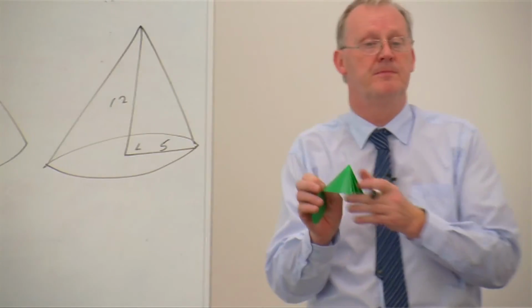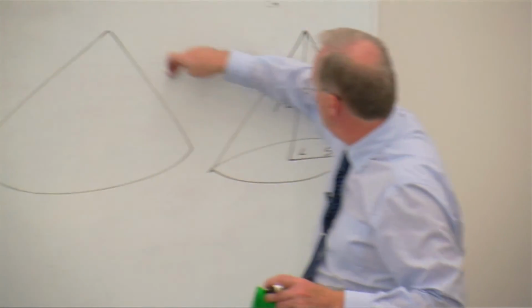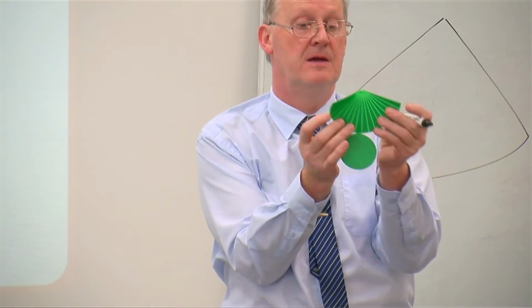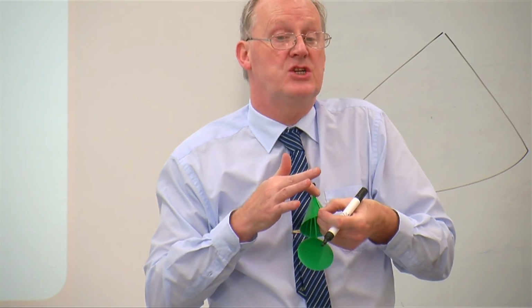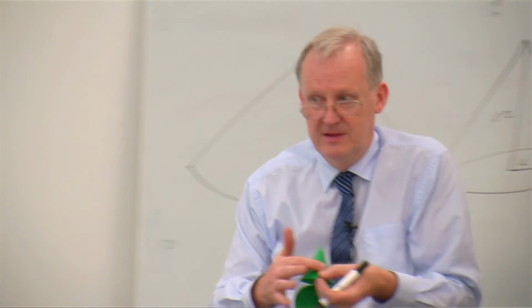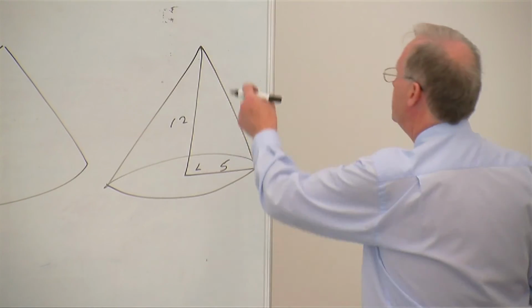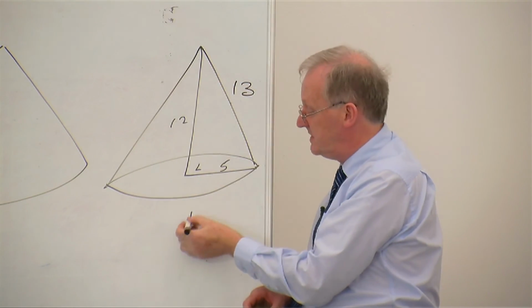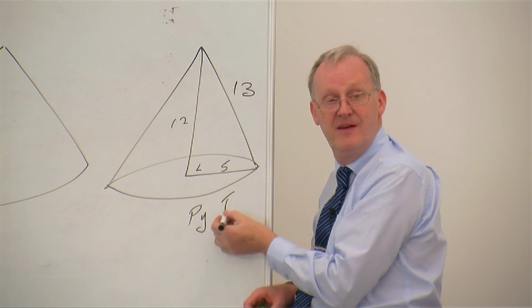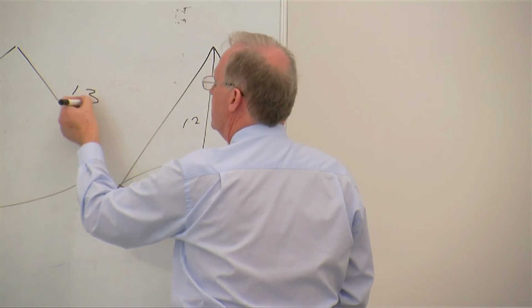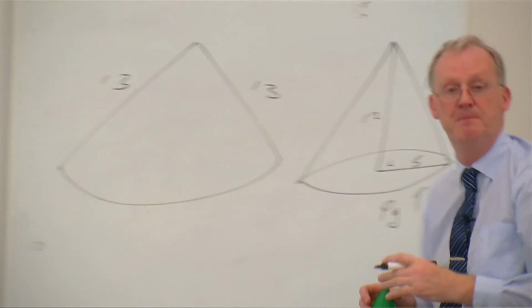But look, what's the radius of the net? The slant height. It's actually the slant height. Do you see it? Which, if you use Pythagoras, is... So there's a bit of Pythagoras' theorem there. So this will be 13 and this will be 13.